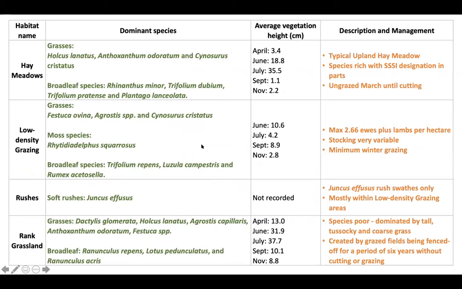So this table just gives a bit of an overview about each of those environments. I'm not going to dwell on everything that's there, but the important part is that the hay meadows and the low density grazing were managed habitats, where the hay meadows are cut and the low density grazing is subject to changes in stocking density. And then the rushes and rank grasslands were very unmanaged habitats in this upland farm.